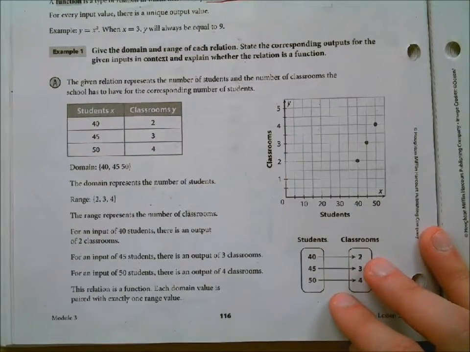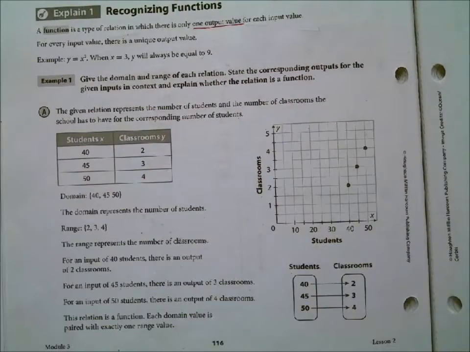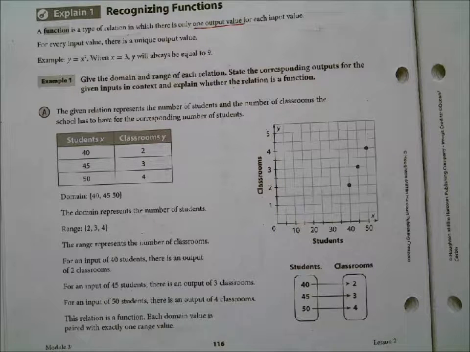Okay? Is this relation a function? Does every x value go to only one y value? Does every x value match to a unique y value? What do you guys say? Look at your table. Yes, it does, right? 40 matches to 2. 45 matches to 3. 50 matches to 4. So 40 is not going to 2 different numbers here. 45 is not going to 2 different numbers. And 50 is not going to 2 different numbers. They all match to a single number. So is this a function? Yes, the relation is a function.